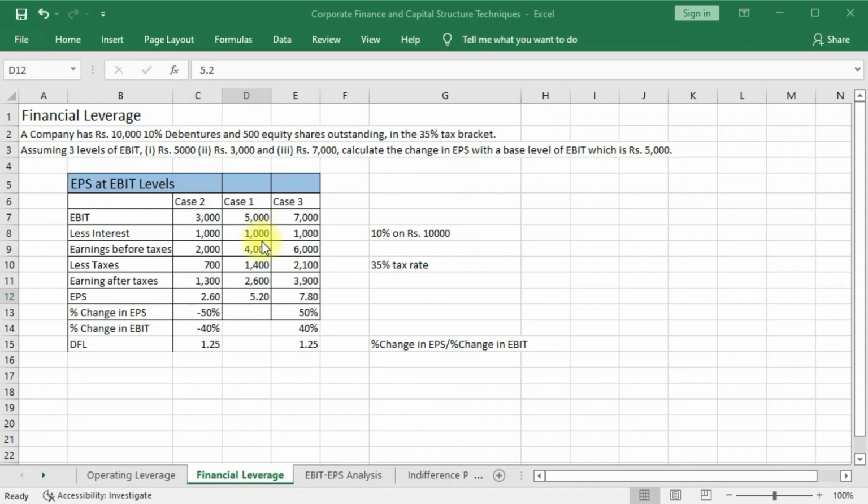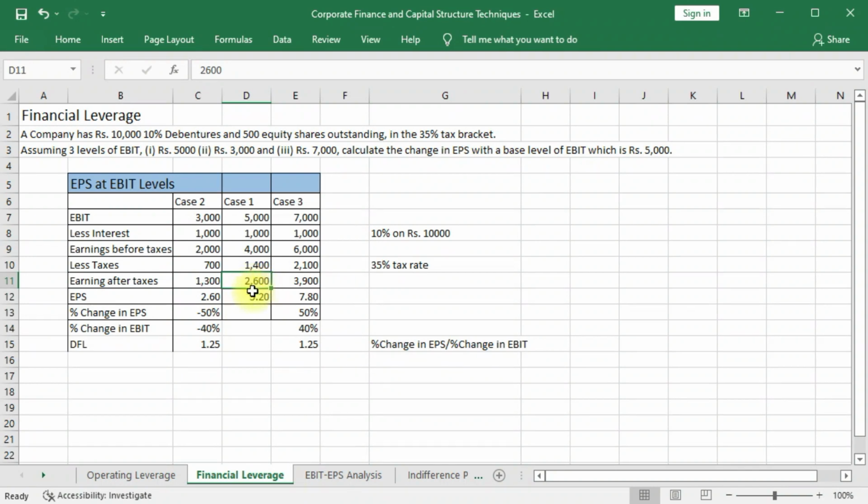So what is the difference? The difference is earnings before taxes, which is 4,000. Now, what are the taxes? It is a 35% tax bracket. Taxes are to be paid on the earnings. What is the earnings before taxes? It's 4,000. 35% of 4,000 gives 1,400. That is taxes. The difference is the earnings after tax, which is 2,600.